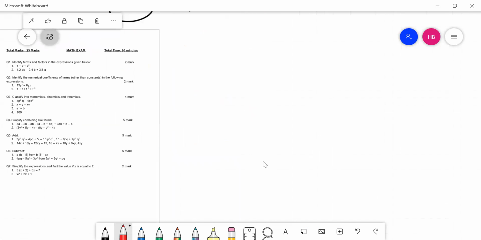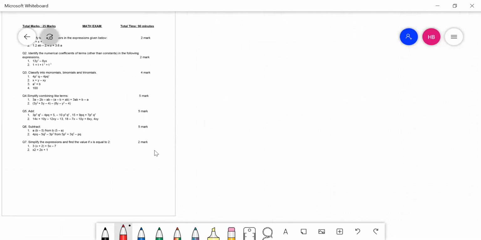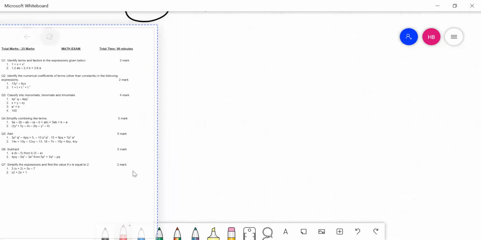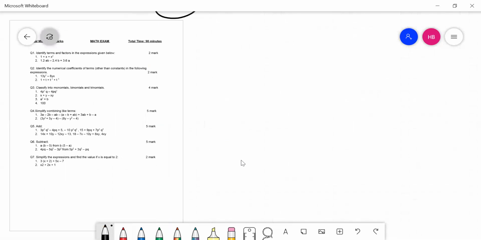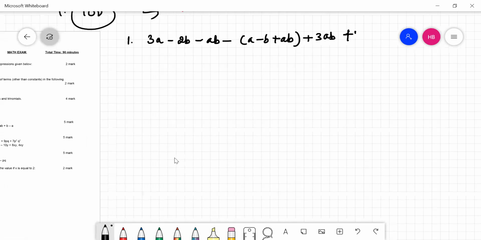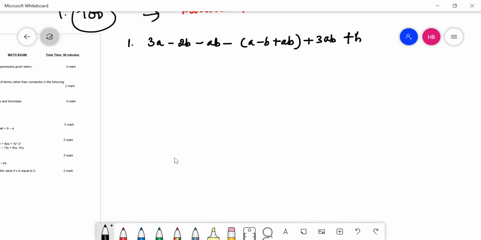Simplify by combining like terms. So they are asking you to simplify by combining the like terms. Let's first write the question. First question is 3a minus 2b minus (ab minus a minus b) plus (ab plus 3ab plus b) plus (b minus a). So this is the question which is given to us.